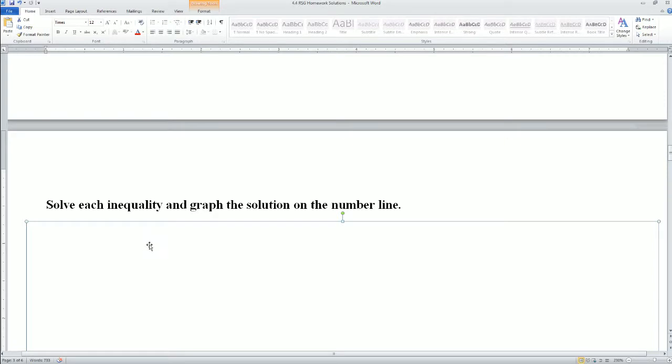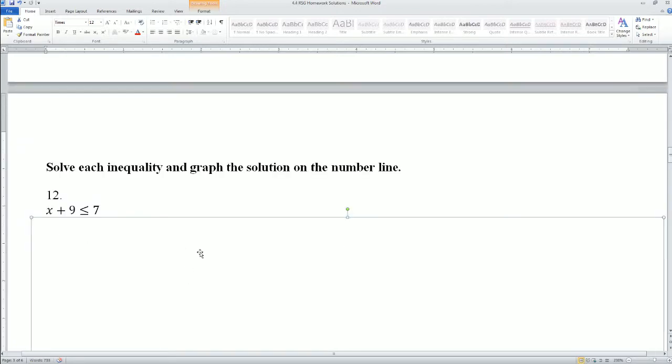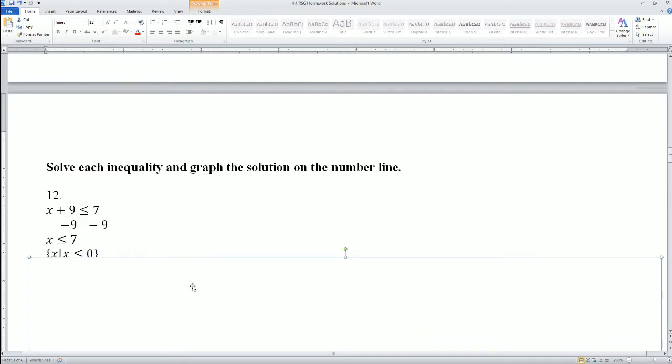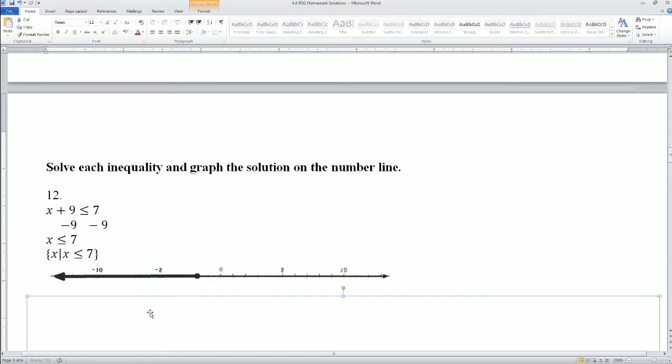Solve each inequality, then graph the solution on the number line. Remember, inequalities have a set of solutions, so we put it in set builder notation. Number 12, x plus 9 is less than or equal to 7. Subtract 9 from both sides. x is less than or equal to 7. That should be 7 there. Oh, sorry, that should be negative 2. That should be negative 2.